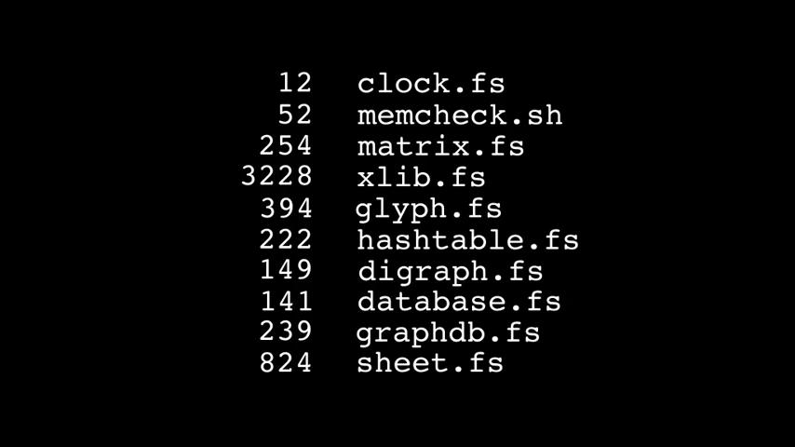Here's a list of the software components I wrote, and the number of lines in each file. That includes whitespace and comments. 12 lines in this clock.fs. That's some performance measurement code. Memcheck.sh, that's a little awk program to help diagnose problems with dynamically allocated memory. The matrix arithmetic is 254 lines. Let's look at that.